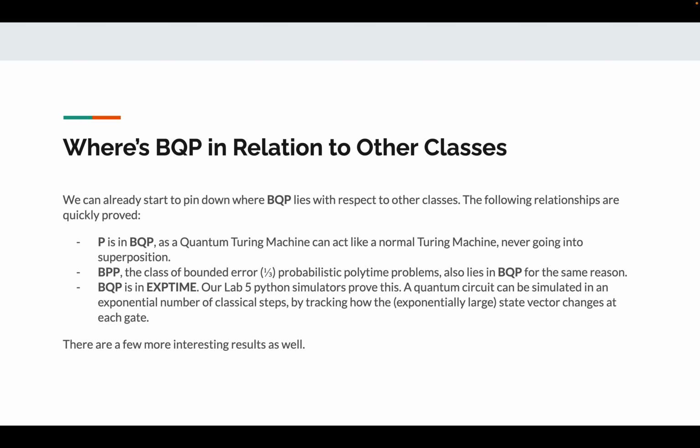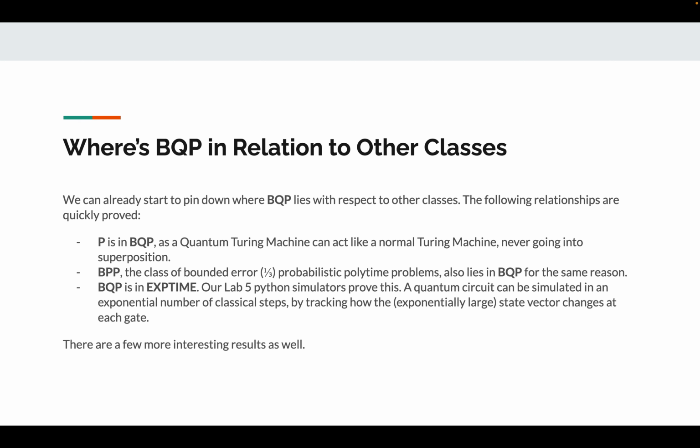Okay, so we've stated what BQP is. We have a vague idea of what lives within it. The last thing we'll talk about is how it relates to other classes, right? The following relationships are quickly proved. We have that P is in BQP. Why? Because if you take a quantum Turing machine, you can just have it never create superpositions. And if you had circuits, you can just never use the H-gate, never use superposition, and you would essentially get behavior that can simulate a normal Turing machine.